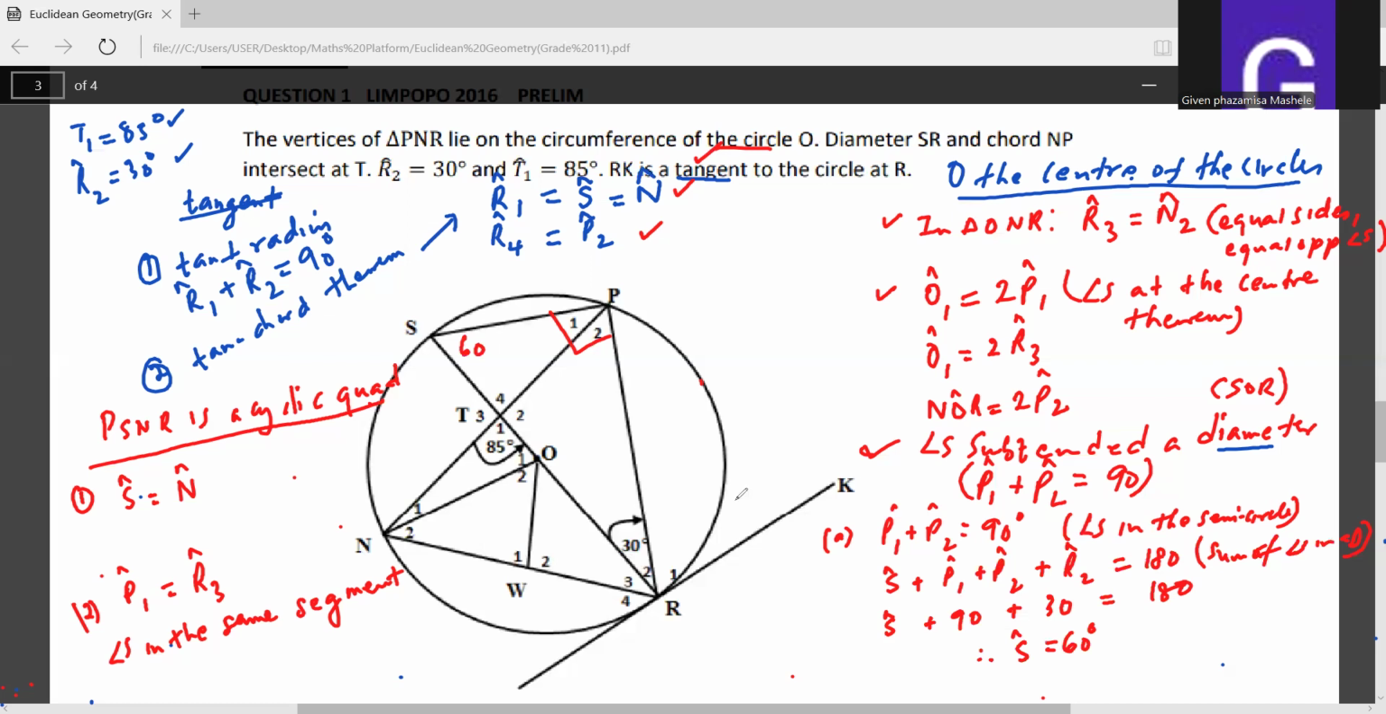But it's not the only way. Another one can use this property: R1 plus R2 is 90. Reason: tangent perpendicular to radius. So we know R2 is 30, so R1 will be 90 minus 30, which is 60. But we know that R1 and S are equal according to the tan-chord theorem.